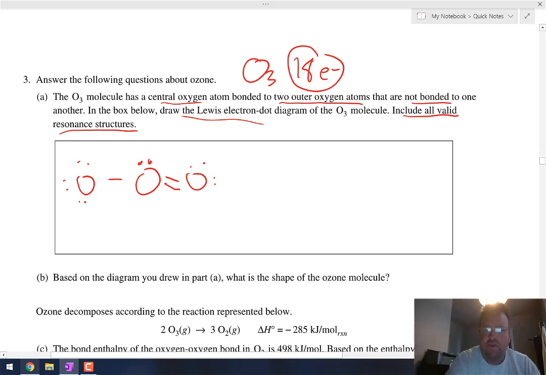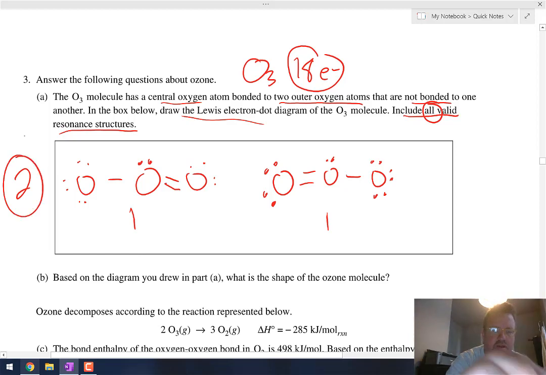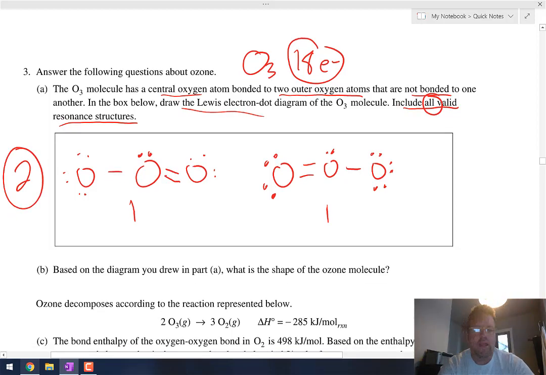Okay, and then I have to include all valid resonance structures, so if I put the double bond on the right-hand side, this time I'm going to put it on the other side. So basically draw it almost the exact same way. Put 6 dots on that one, only 4 dots on that one, and you actually did get 1 point for each of those. So that was a 2-point response that they gave you on part A.